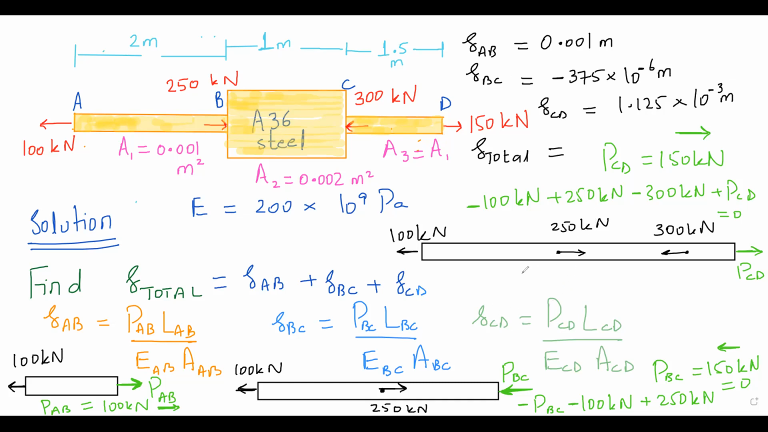So somebody said 1.75 millimeter. Where is that? 1.75 millimeter. So the overall structure is in tension. The length is overall increasing. Delta total comes out to be a positive number. If it came out to be negative, then that means the overall length decreases. So life seems pretty good right now.